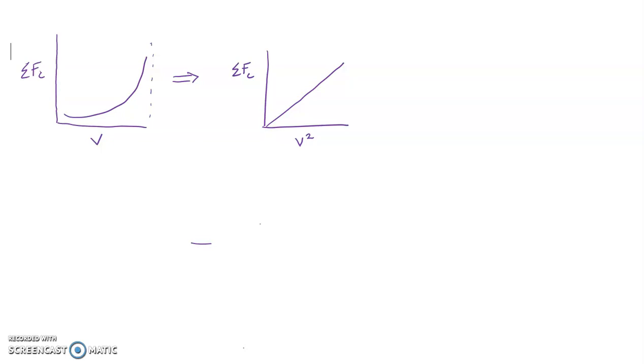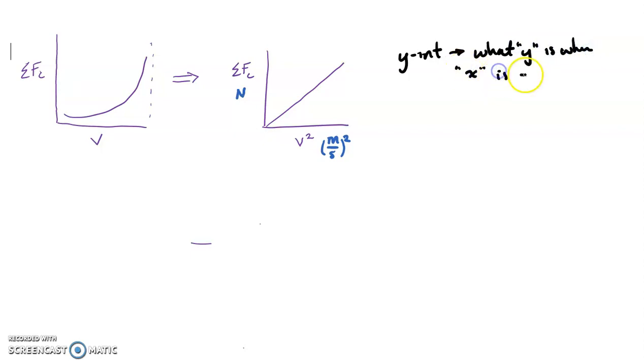But let's label this correctly. If we label this effectively, then we have a net force up here, and we have speed squared, so now we have meters per second quantity squared for our units. All right, cool. So now we have to ask ourselves, what do we get from this? The first thing is our y-intercept. Our y-intercept tells us what y is when x is 0.